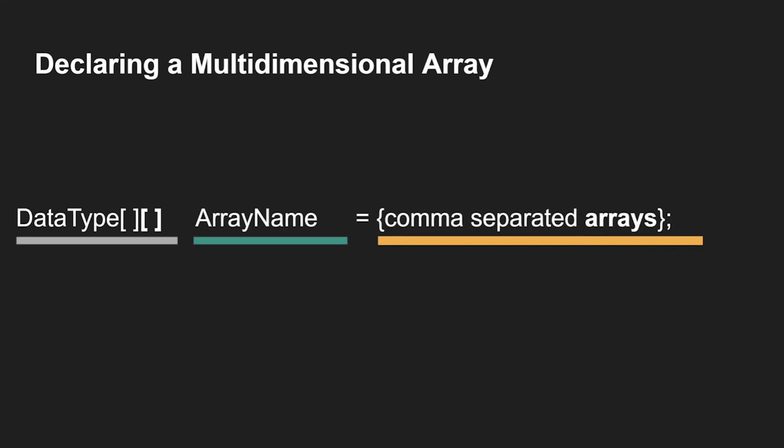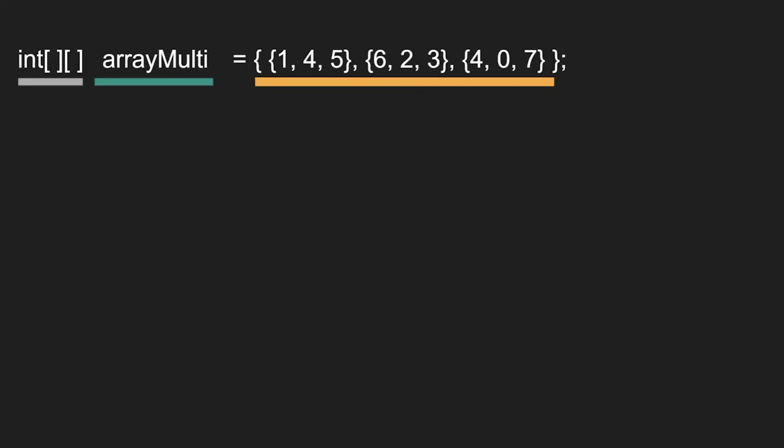And after that, it's very similar to what we did, except where the values would go, we have comma-separated arrays. So instead of comma-separated values, we actually have comma-separated arrays. If that doesn't really make sense, we're going to go over an example in a second. Here's an example of us declaring a two-dimensional array called array multi. As you can see here, we have curly braces, and inside we have multiple arrays, each of them set by their own curly braces, and they all have comma-separated values inside of them for their own arrays.